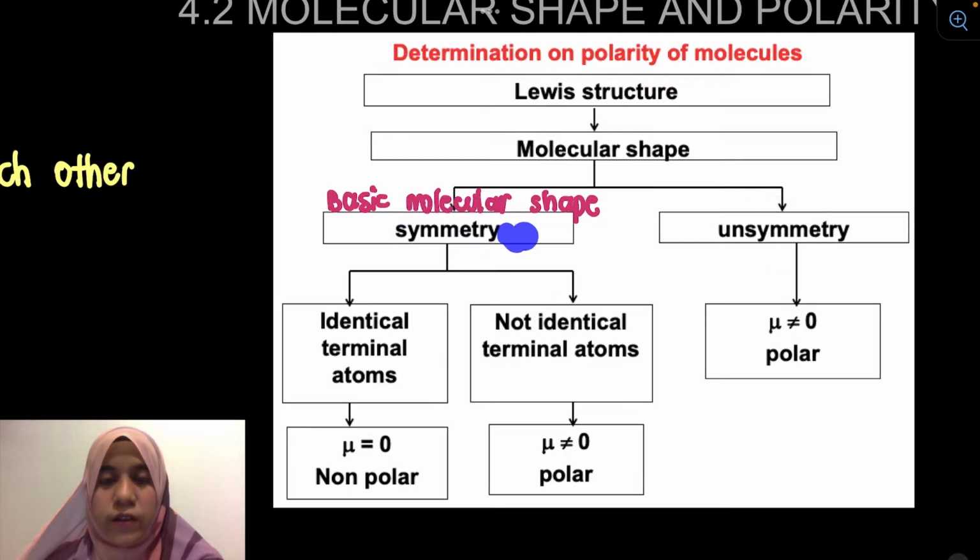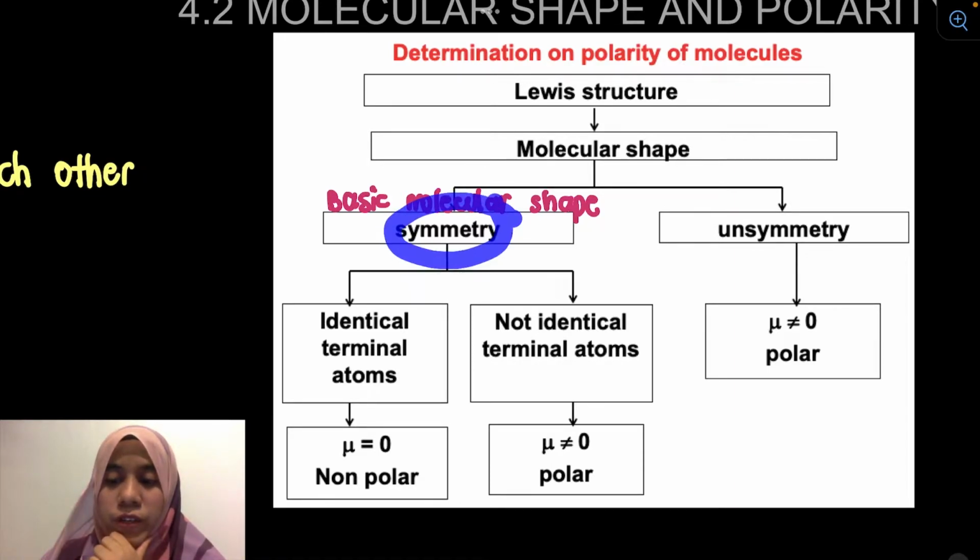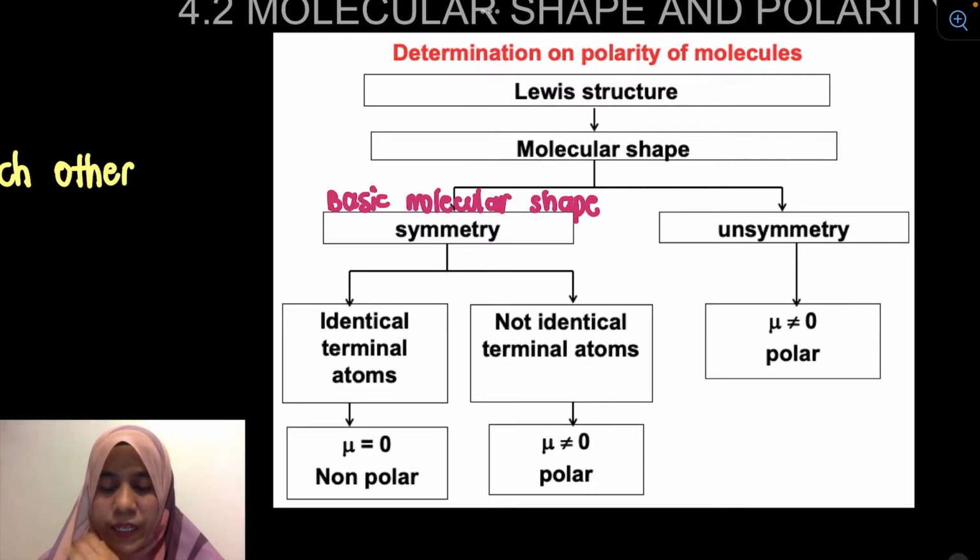Symmetry is another name for the basic molecular shapes: linear, planar, tetrahedral, trigonal bipyramidal and octahedral. That is what we call symmetry. Unsymmetry is where we have lone pair on the central atom. To simplify for you, if it is unsymmetry, mu is not equal to 0, which is polar. But actually there is an exception here.